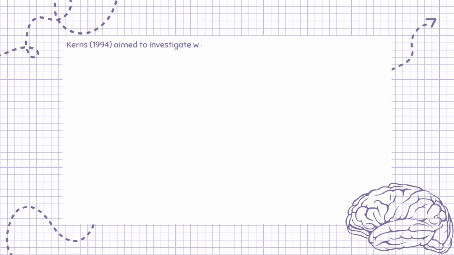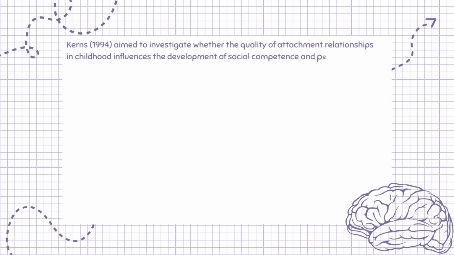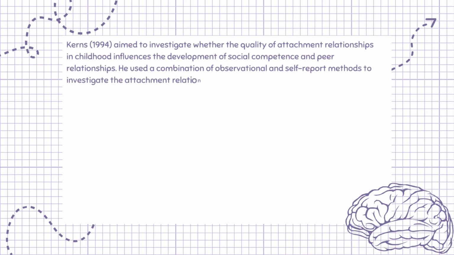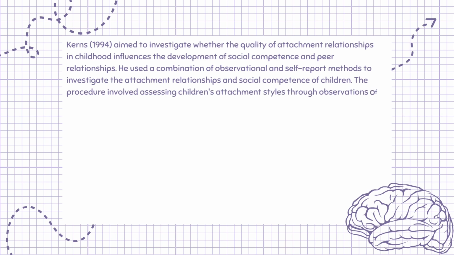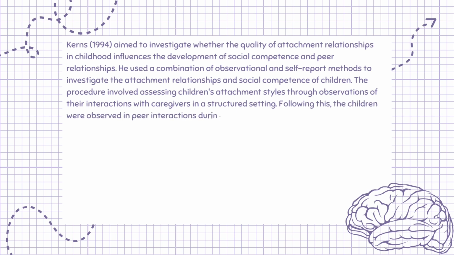Kearns, 1994, aimed to investigate whether the quality of attachment relationships in childhood influences the development of social competence and peer relationships. He used a combination of observational and self-report methods to investigate the attachment relationships and social competence of children. The procedure involved assessing children's attachment styles through observations of their interactions with caregivers in a structured setting. Following this, the children were observed in peer interactions during playtime, where their social behaviors were recorded.